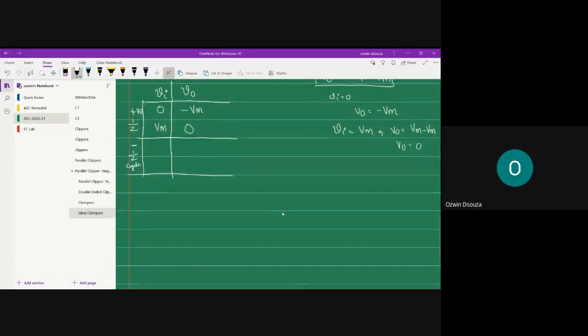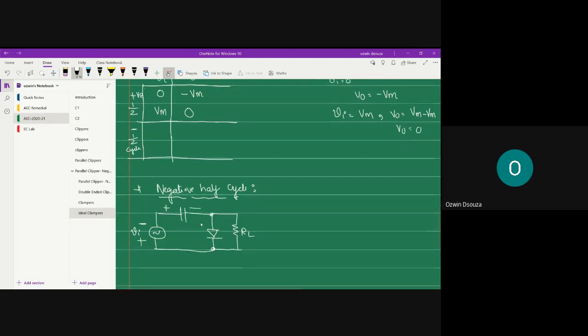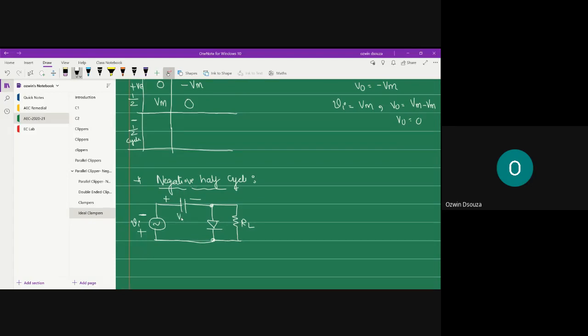All right. So now let us look at the negative half cycle. The same circuit: the diode and the load resistor connected to the input source. Now here the input polarities are reversed, because we are dealing with the negative half cycle. What about the capacitor terminals? The capacitor is given with the same polarities. So this is your Vm. You are not supposed to change the capacitor terminals. That's the rule in a clamper.